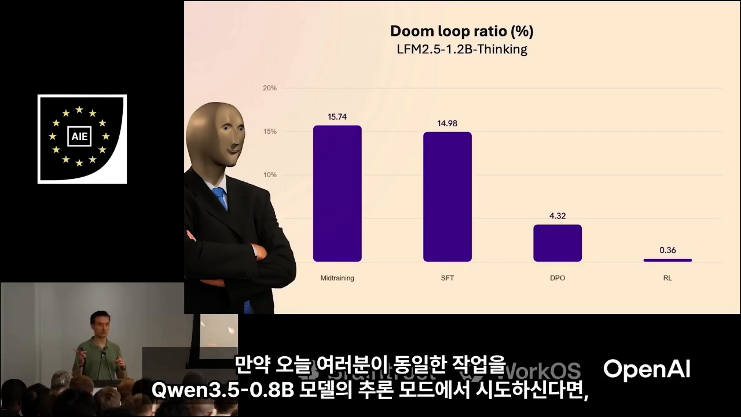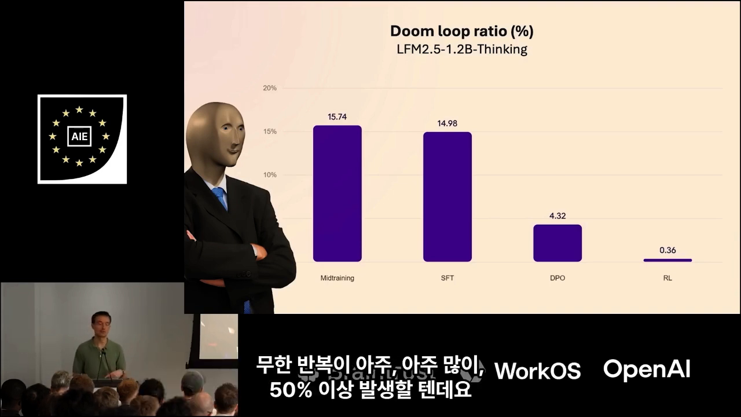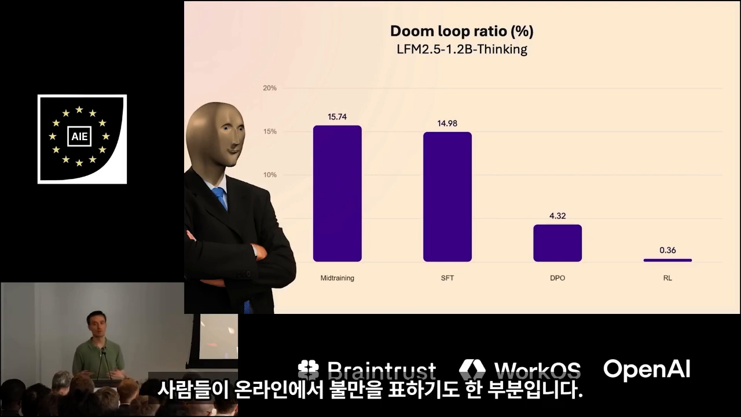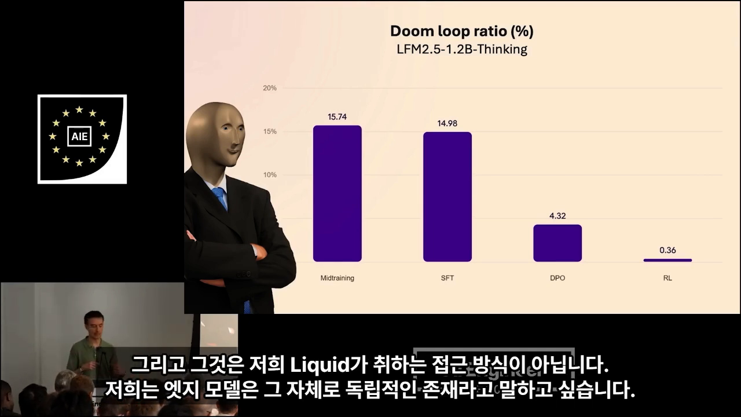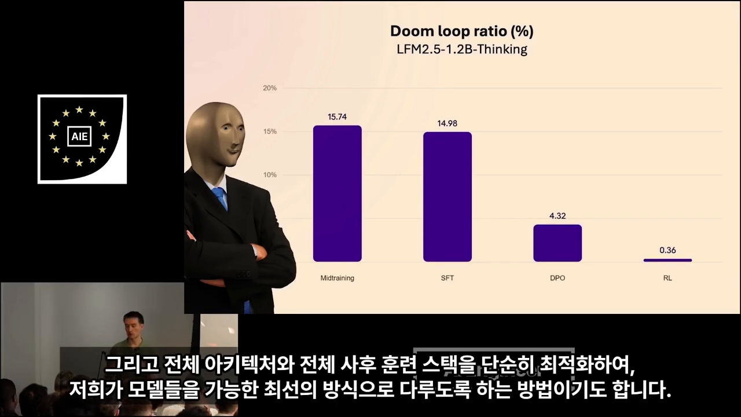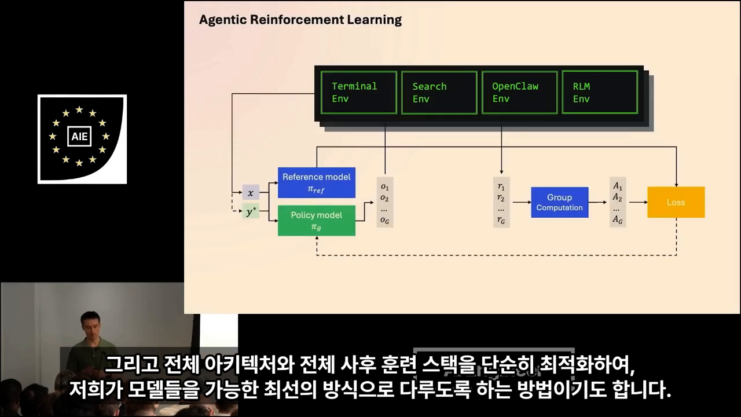If today you try to do the same thing with Qwen 3.5 0.8B in reasoning mode, you will see a lot of doom loops, over 50%, which is something that people complain about online, and that also shows that this tiny Qwen 3.5 model is just a scaled-down version of bigger models. And this is not the approach that we're taking here at Liquid. We want to say, okay, the edge models are their own thing. And this is also a way to optimize the entire architecture, the entire post-training stack, to make sure that we treat them as best as possible.